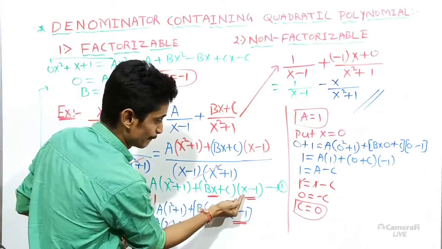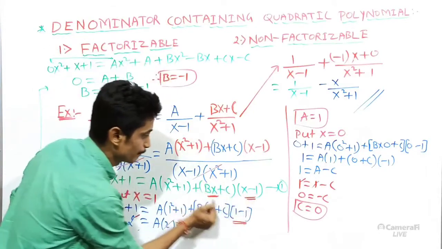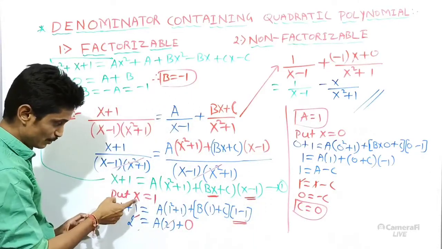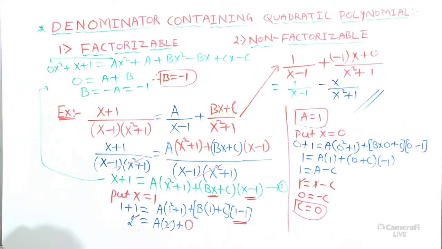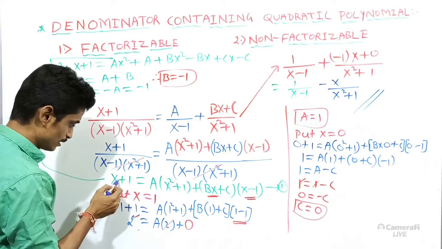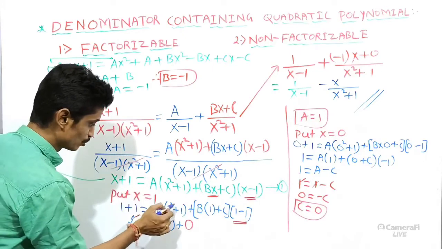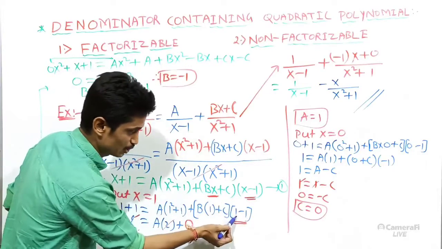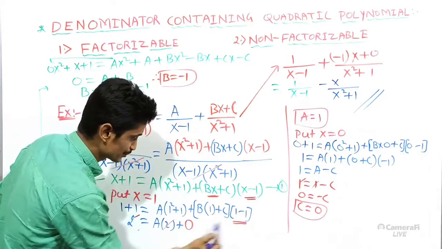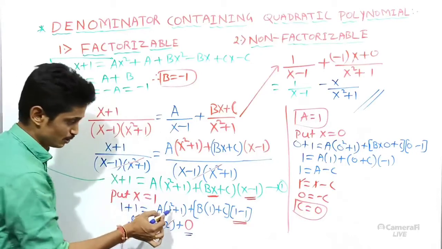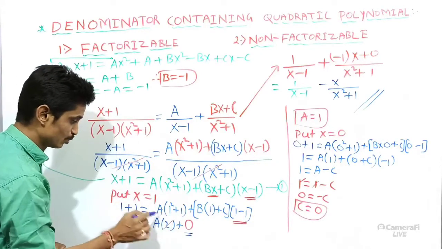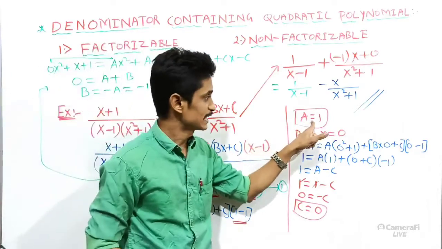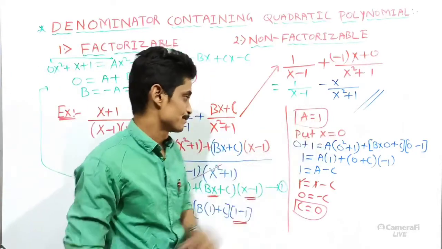It is possible by replacing x equal to 1, this complete part we eliminate, then a remains. That's why put x equal to 1. Replace here: 1 plus 1, a into 1 square plus 1 plus bx plus c into 1 minus 1. Look, 1 minus 1 becomes 0, 0 into anything should be 0. 1 square plus 1 is 2, a into 2. LHS side also 2, make it cancel, we will get the a value as 1.